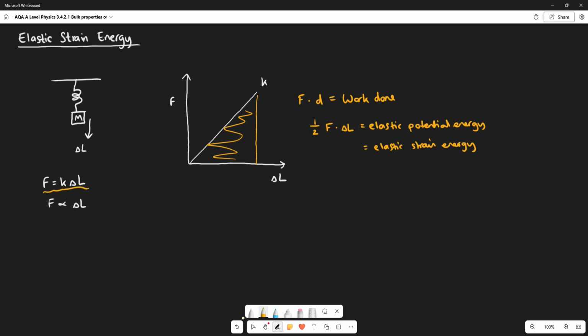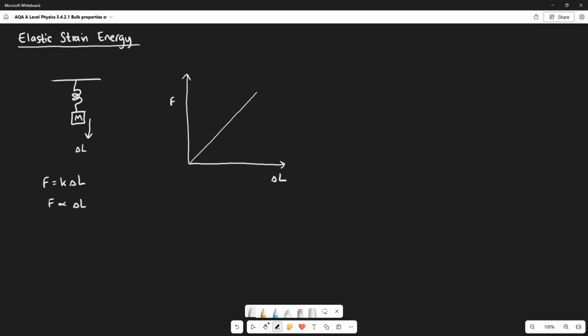If we substitute in Hooke's law, then we can also get this equation. We usually call the change in length extension. And that's where the equation for elastic potential energy comes from.